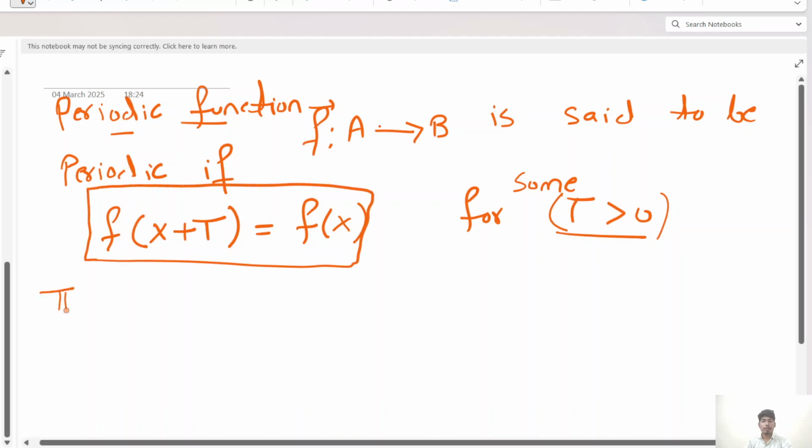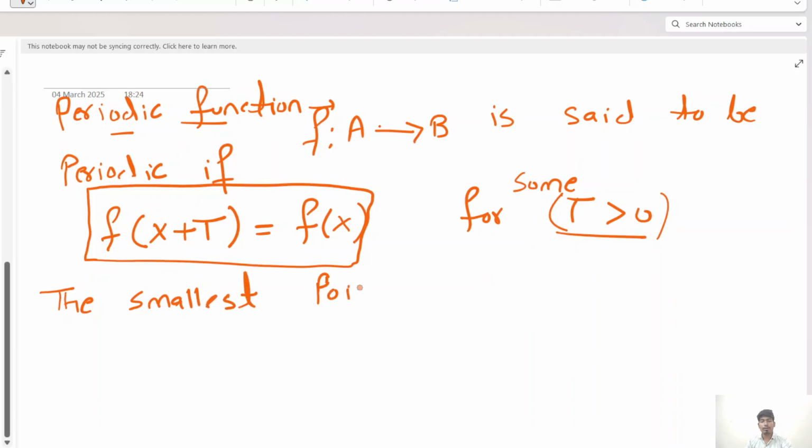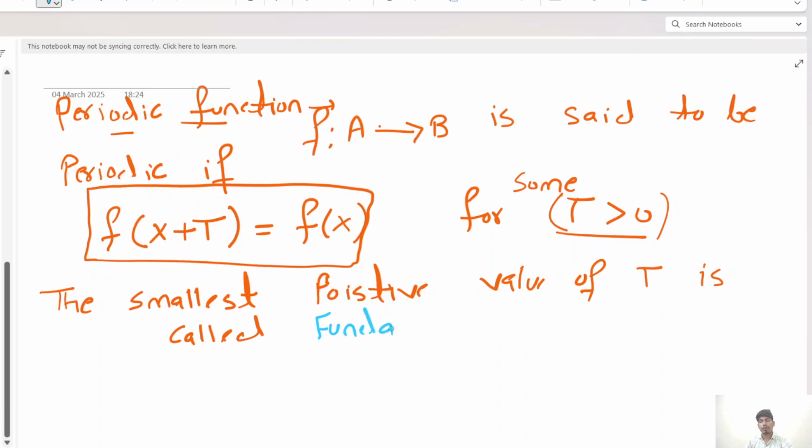And the smallest positive value of t is called what? Fundamental period.